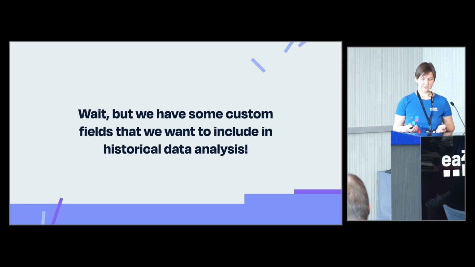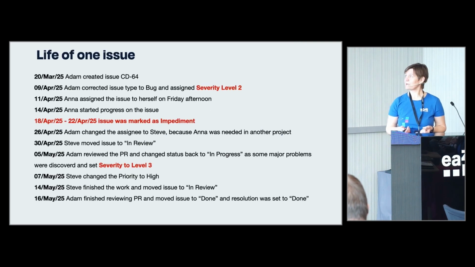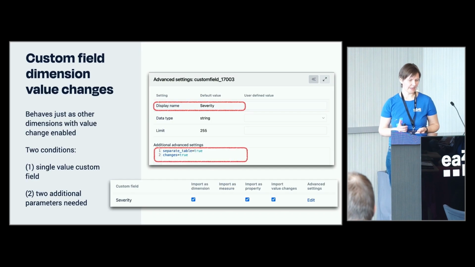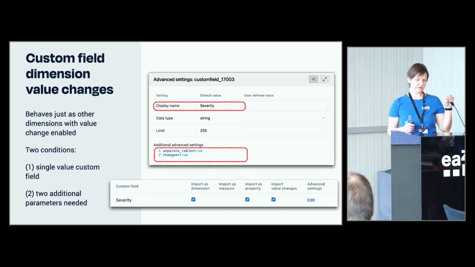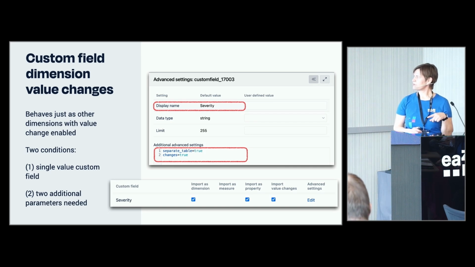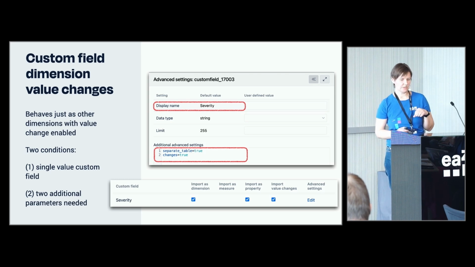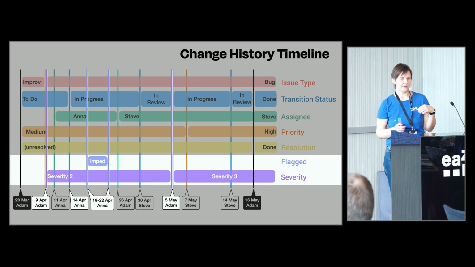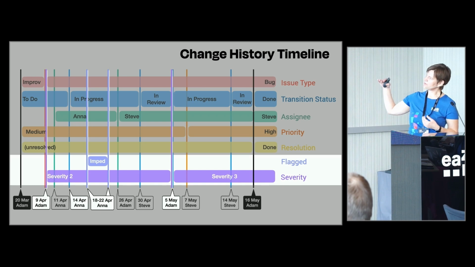That was fun, but we have some custom fields that we want to include in this data analysis, because there were some fields that were changed, and there was severity assigned, and also the issue was marked as impediment. If you have a single value custom field dimension, all you have to do is to add 2 parameters in advanced settings and import it with value changes. It gains the same power as the previously described dimensions. Basically, we add 2 more lanes and more event lines in this picture.